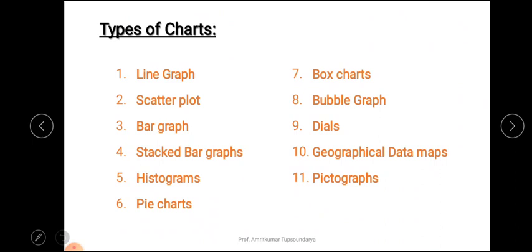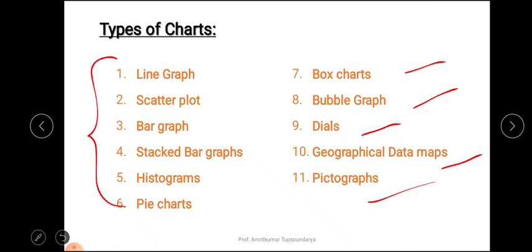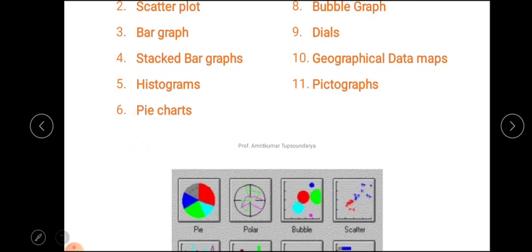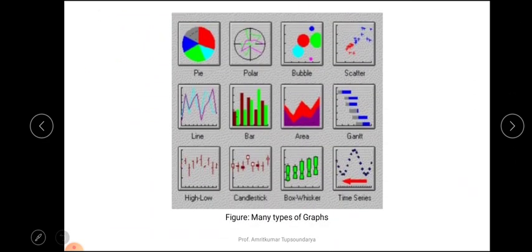We have line graph, scatter plot, bar graph, then stacked bar graph, histograms, pie charts, box charts, bubble graph, dials, geographical data maps, and pictographs. We'll learn about it. Mostly these things you must have already come across, which are not new to you. So I will not spend much time on this, but let me quickly give you the overview of how data can be represented. So we have many types of graphs here.